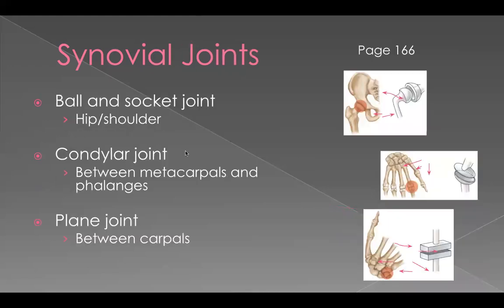So different types of synovial joints. We have ball and socket, we have condylar, and we have plane. So the ball and socket, hip and shoulder, you can rotate them. Condylar, between the hands, the fingers, and then the plane joints between the carpals. So those would be those joints here, and then the condylar joints would be up here.